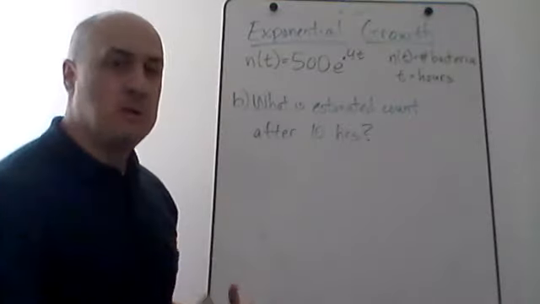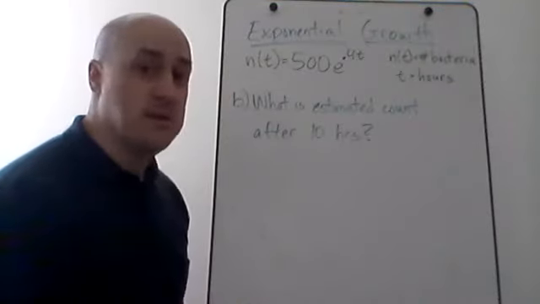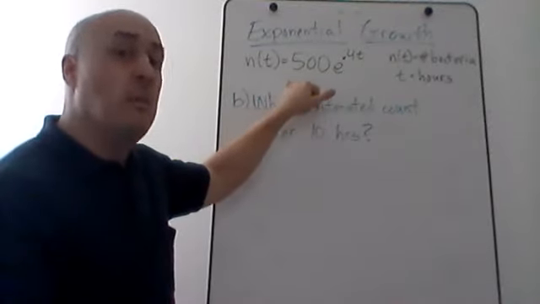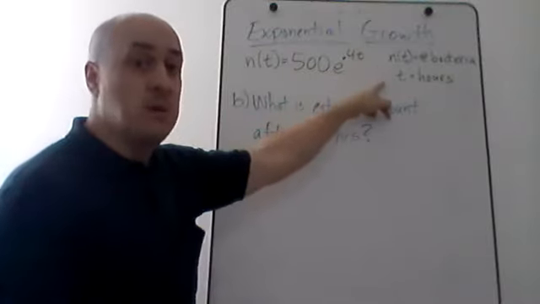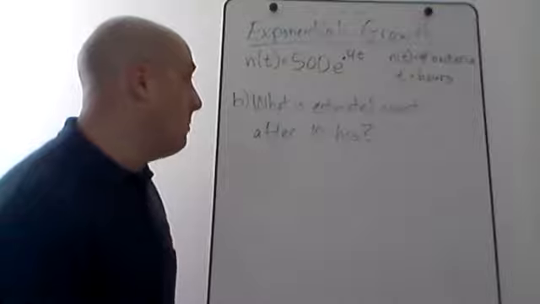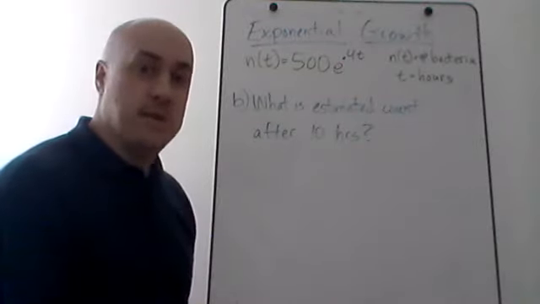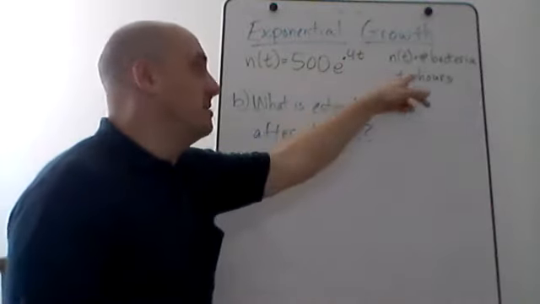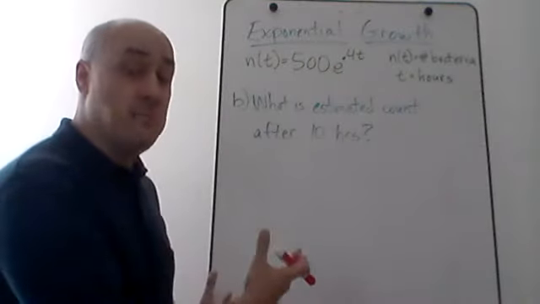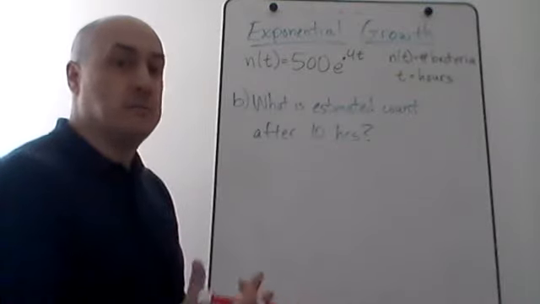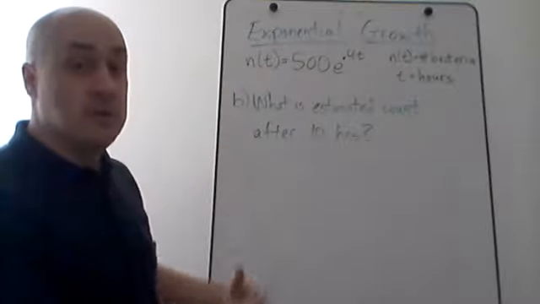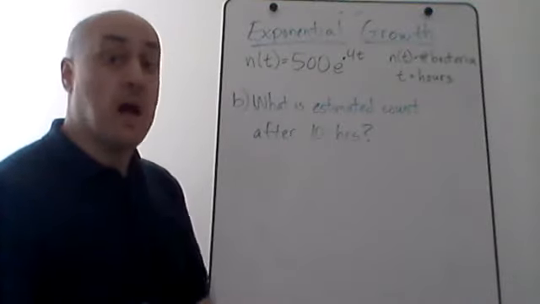All right, so remember, when you're writing a model that represents a real life situation, it's important to have the equation there, of course, but it's just as important to have a note of what the variables represent. Otherwise, a person comes along and says, "Oh, N of T equals 500 E to the 0.4T," but what does that mean? What is that telling me about real life? Well, N of T is the number of bacteria, T is the number of hours. It's important to know those things in order to be able to use this model effectively to actually answer questions or solve problems. So now that we have that, we're going to answer some questions.